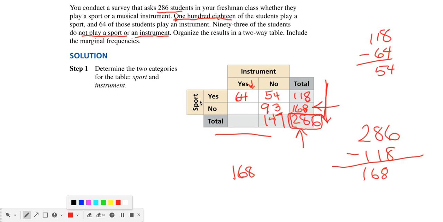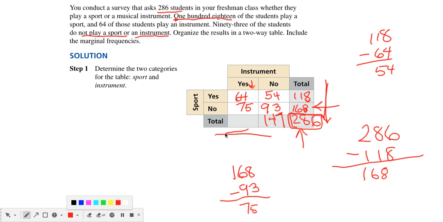Okay, so the number of people who do not play a sport and who do not play an instrument is 93. So what I'm going to do is take the total amount of people who do not play a sport, 168, and subtract the people who also do not play an instrument, and subtract that away from that value, right, like that. So this particular value would be 75, because it would be 168 minus 93, which is 75.